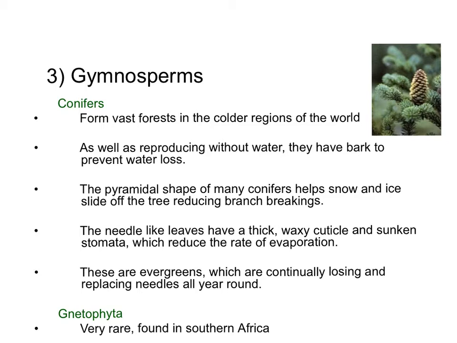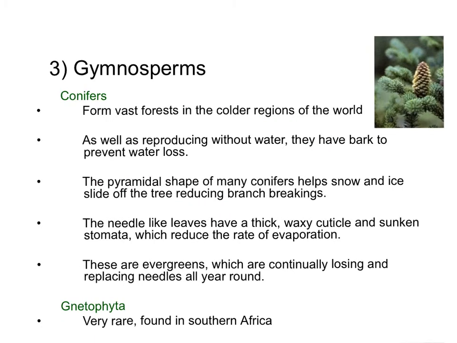Because they have these seeds, they are able to reproduce without the presence of water, because the seeds can travel. These conifers also have a thick bark to help them prevent any water loss from happening. There are some other physical characteristics that help them do good things in the winter. Because they're sort of cone-shaped, it helps snow and ice to fall off of them very easily. And the needle-like leaves have a thick cuticle that helps to prevent water loss.